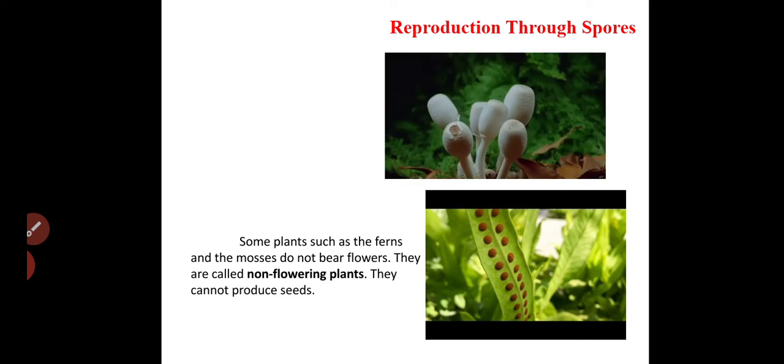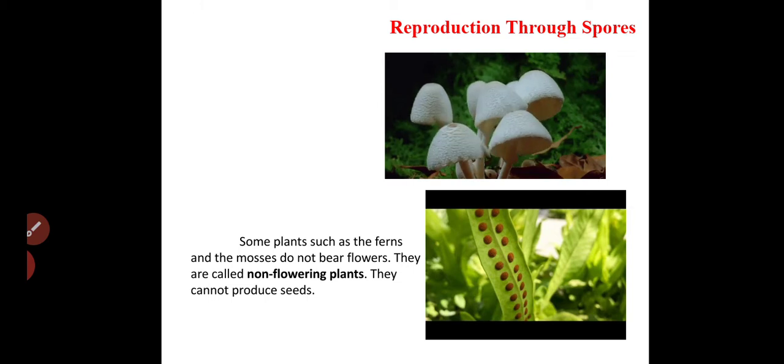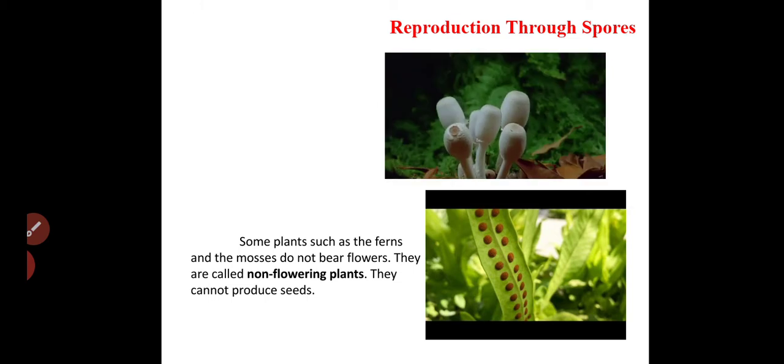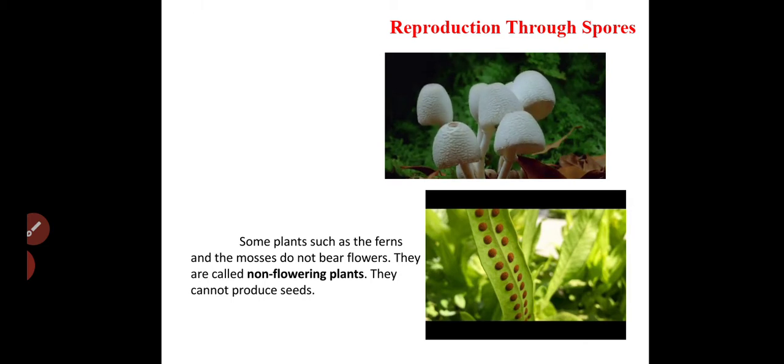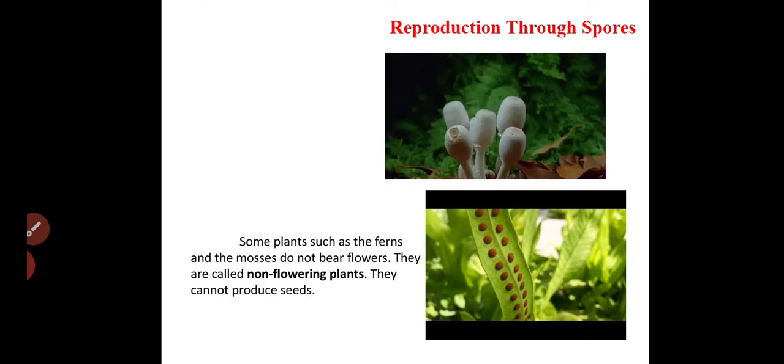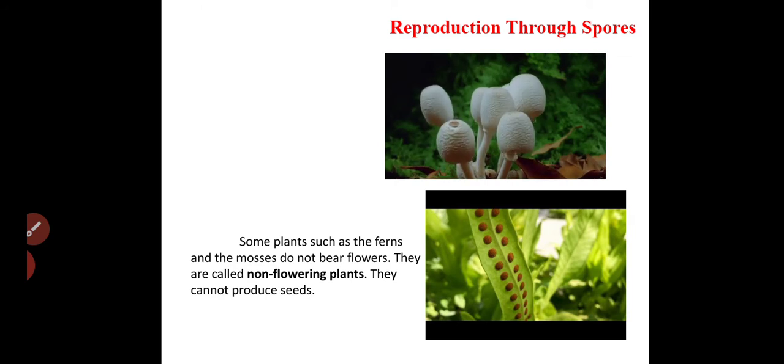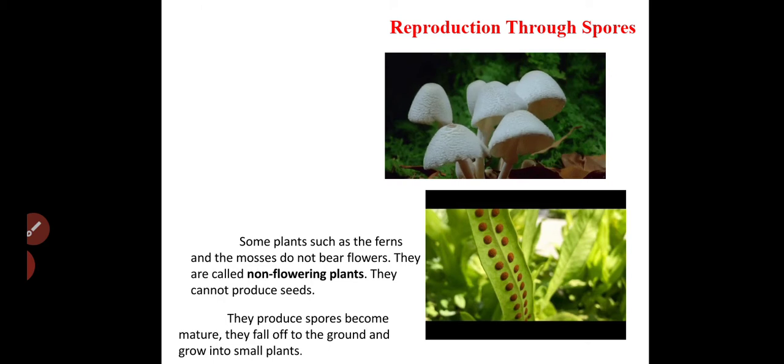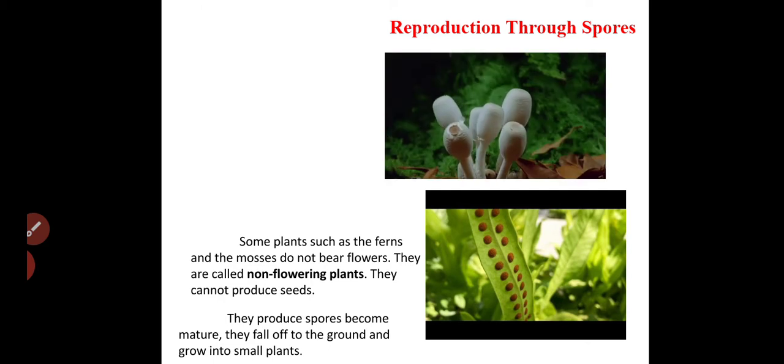Some plants such as ferns and mosses do not bear flowers. They are called non-flowering plants. They cannot produce seeds. So those plants which are not able to produce seeds can produce spores, which are like seeds. If they fall, they will grow as a new plant.